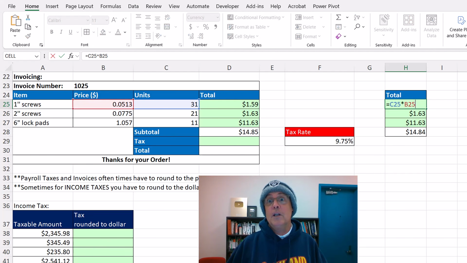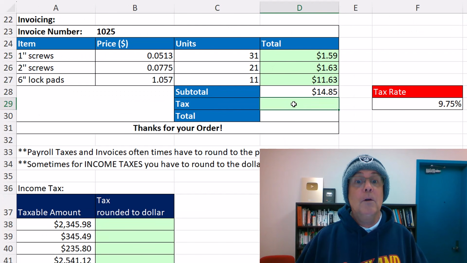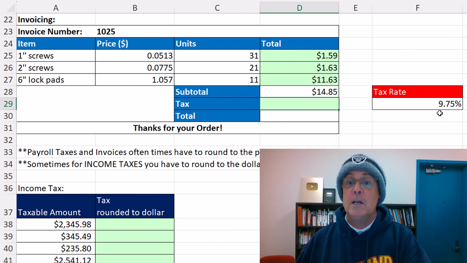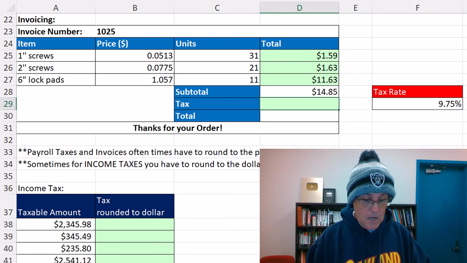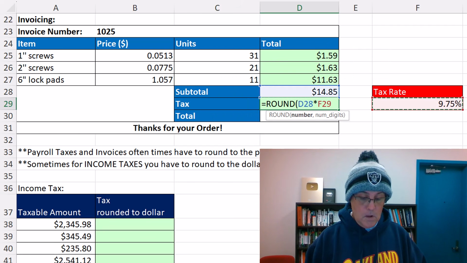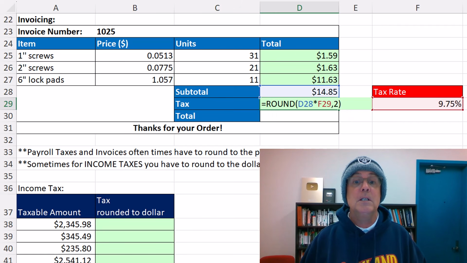Now, I did the calculation off to the side without the round function, and sure enough, we got the wrong answer here. Now, we're going to multiply the subtotal times the tax rate. And we can already tell we have to use round because there are extra decimals past the penny position. Equals round, tab, up arrow, times right arrow, comma 2, close parentheses, and enter.